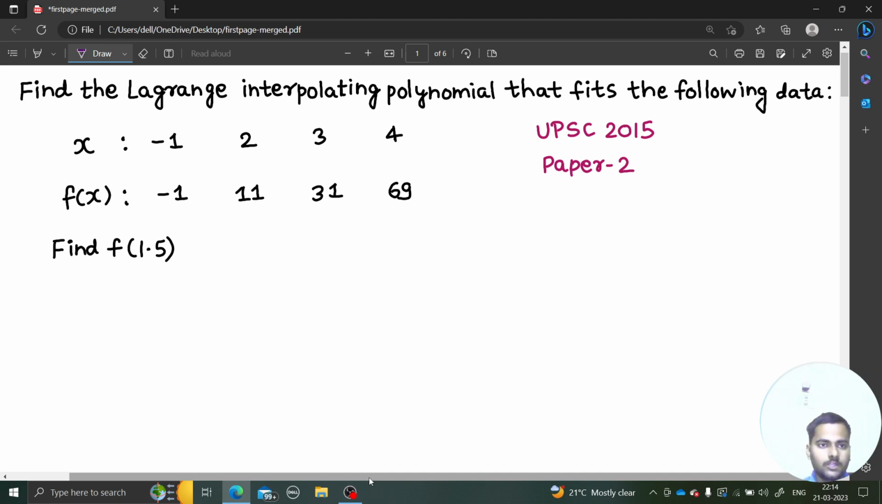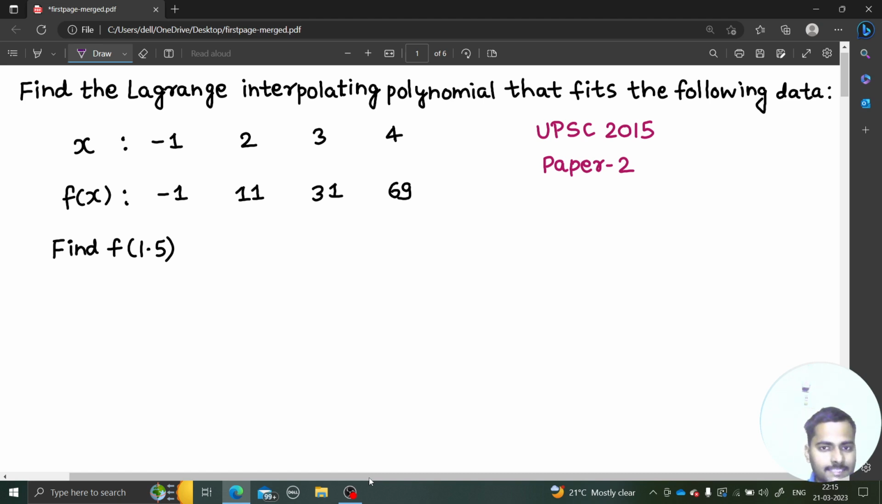So we need to find the Lagrange's interpolating polynomial that fits the following data. If I say the crux of this problem, the basic thing they are telling is to find a polynomial from these data points. You have been given x and the value of function at x.